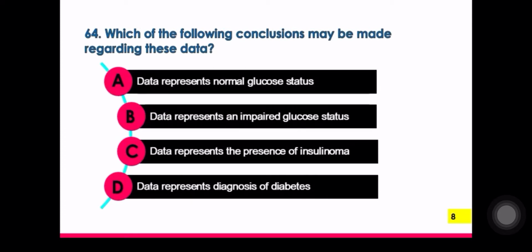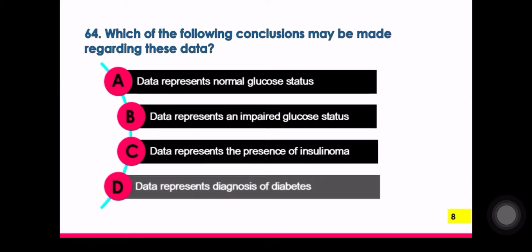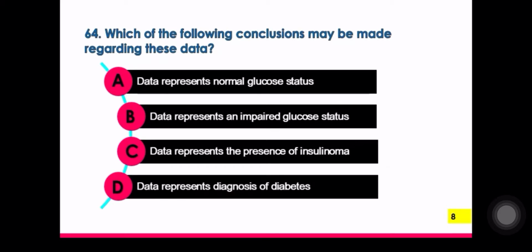Letter A, data represents normal glucose status. Letter B, data represents an impaired glucose status. Letter C, data represents the presence of insulinoma. Or letter D, data represents diagnosis of diabetes. The correct answer is letter B. Again, the data represents impaired glucose status.